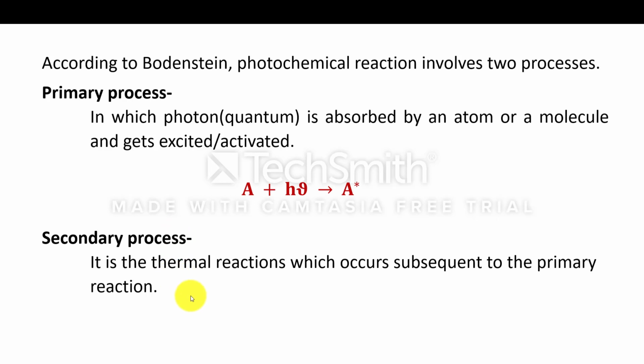So what may be the reasons for the reactions to have low quantum efficiency and high quantum efficiency? I will discuss this in the next session. So with this, I will end this session.